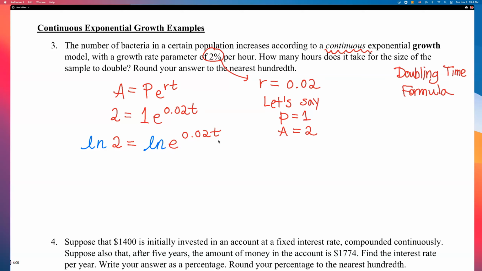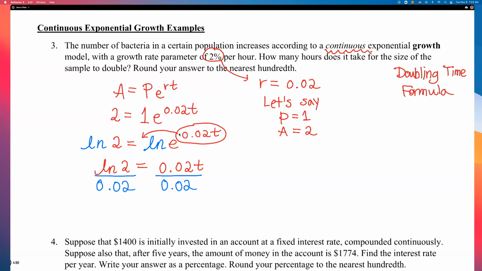So this equation will turn into natural log of 2 equals 0.02t. Because natural log and E becomes just 1, I can just bring this exponent of 0.02t down in front. That's one of the log properties that we use, right? Okay, last step is to divide both sides by 0.02. And this is where we're going to have to use a scientific calculator.